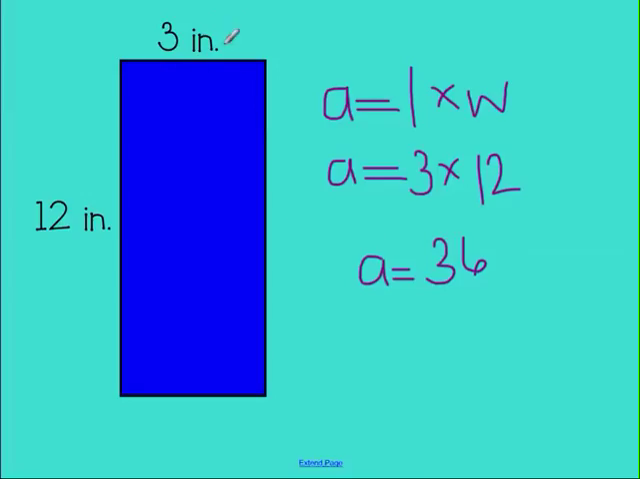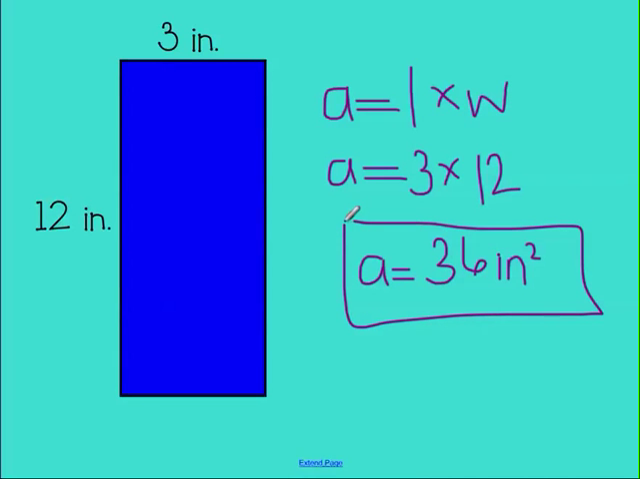But don't forget I need to include my unit. So 36 inches squared. That squared is very, very important. 36 inches squared is my final answer.